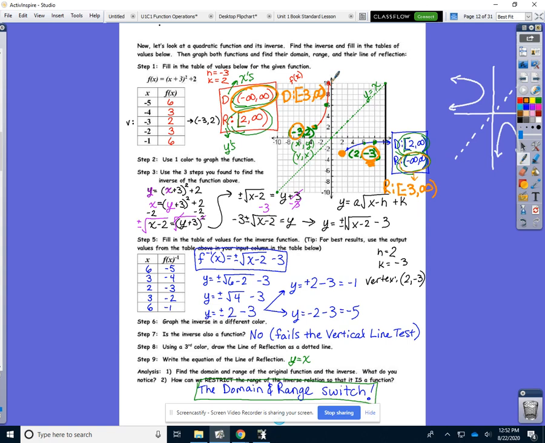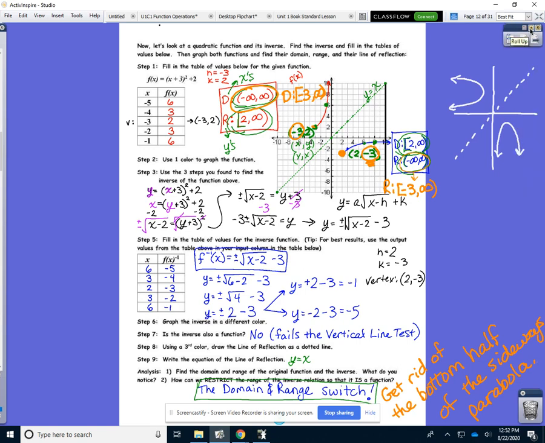Okay, that's a lot of information in this investigation. So I didn't write down an answer here. How do we restrict the domain, restrict the range of the inverse relation so that it is a function? You could write, get rid of the bottom half of the sideways parabola. That would be fine for now.